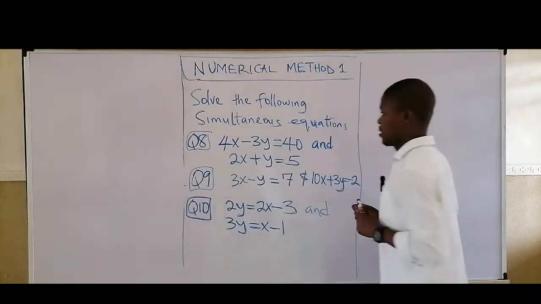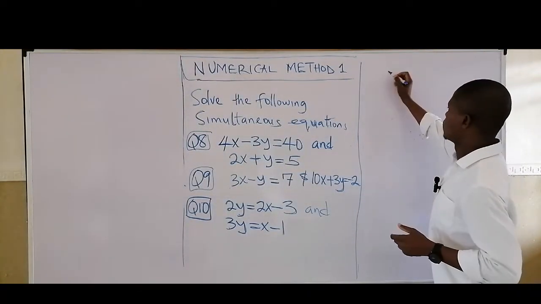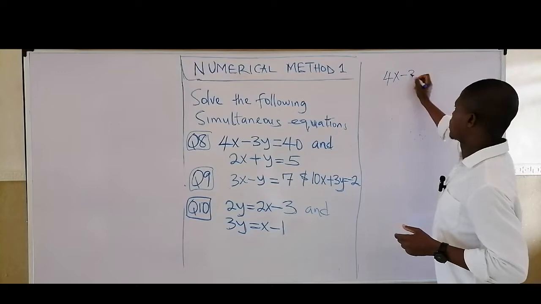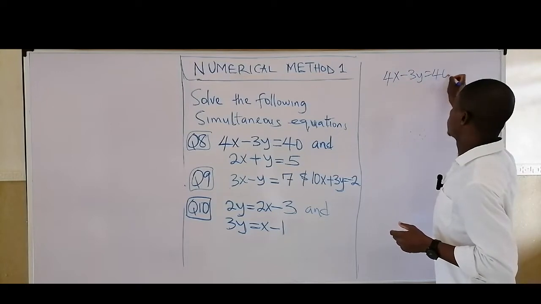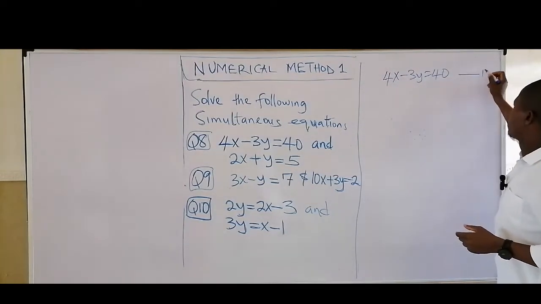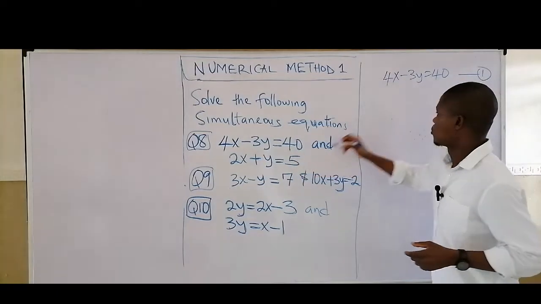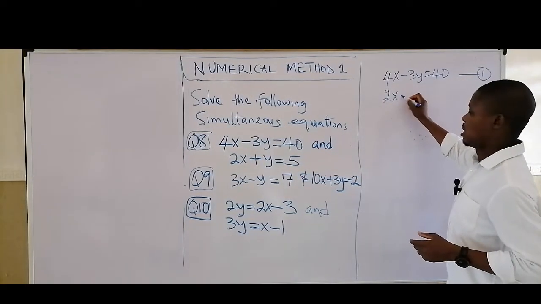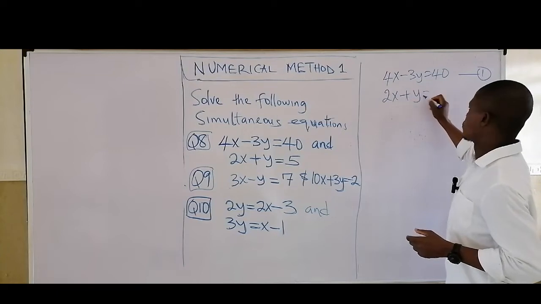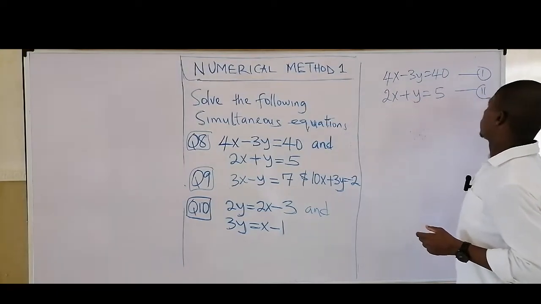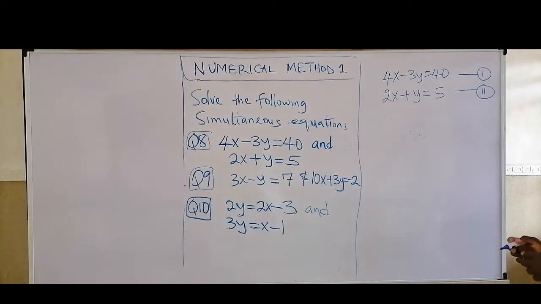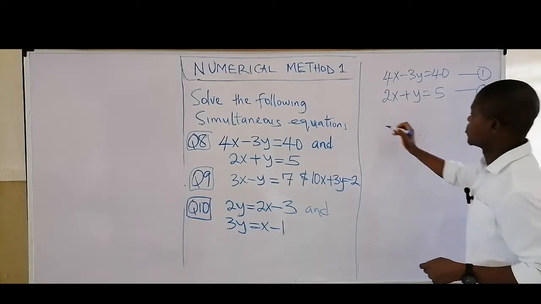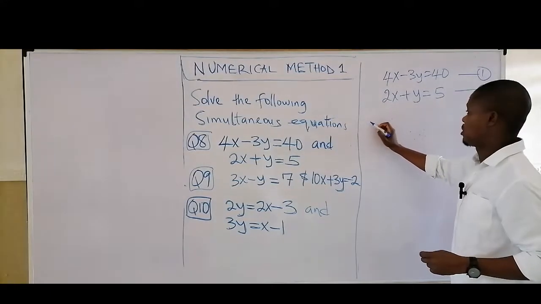On x, we have 4x minus 3y equal to 40. We can call that one equation 1. And the second equation, we have 2x plus y equal to 5. Okay, so these are the two simultaneous equations we have. The choice is ours. We can use substitution, we can use elimination methods. But in this question, I'm going to use the substitution method.